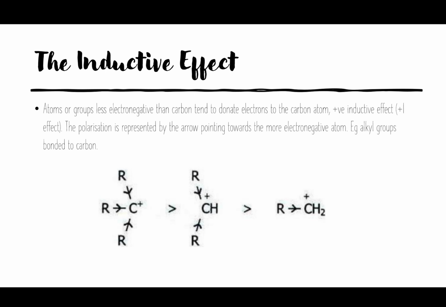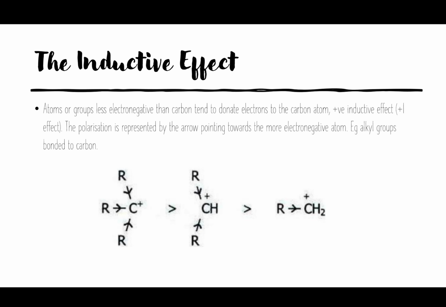The halogens are group 17, the chalcogens are group 16. So any substituent containing those tends to be an electron withdrawing group. And anything with a lower electronegativity than carbon, usually other carbon atoms or hydrogen atoms, tends to be electron donating. Hopefully that makes sense. The polarization is represented by the arrow pointing towards the more electronegative atom. In this case, the R groups or alkyl groups are less electronegative, so the electrons move towards the positively charged carbon within the carbocation. I think at this level we look at carbocations only, not carbanions. Really as simple as that.